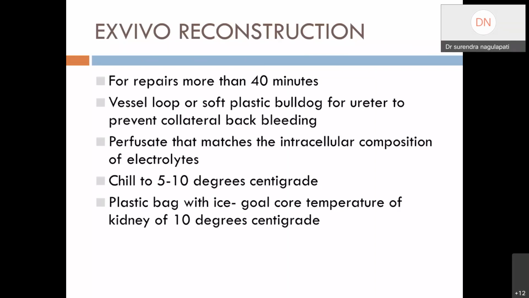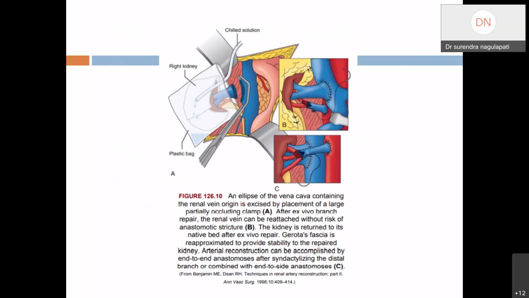During the entire procedure, the core temperature of the kidney should be maintained below 10 degrees centigrade. This is the image showing an ellipse of vena cava containing the renal vein origin, excised by placement of a large partially occluding clamp, and then the anastomosis.